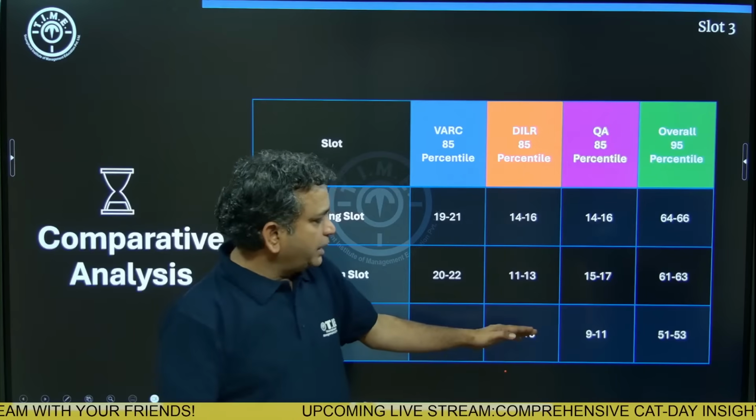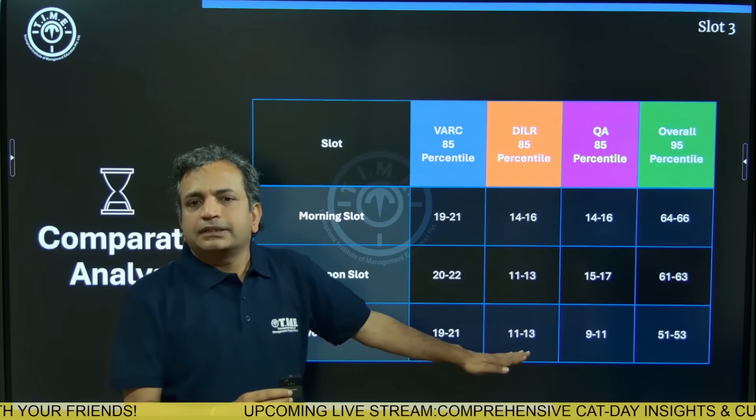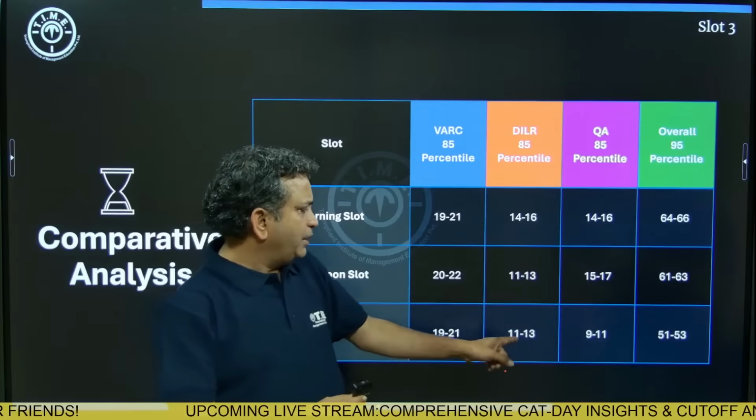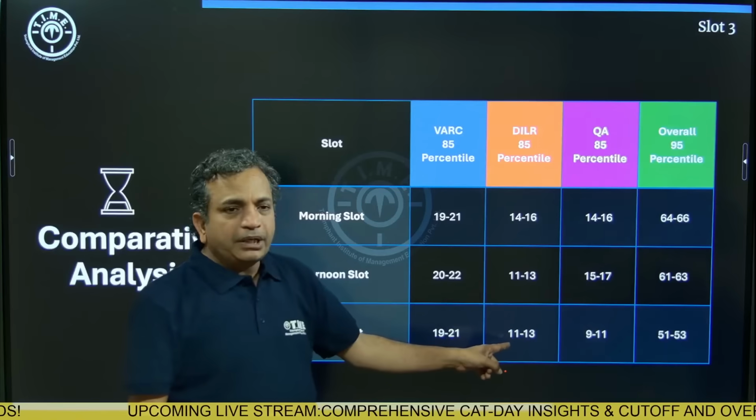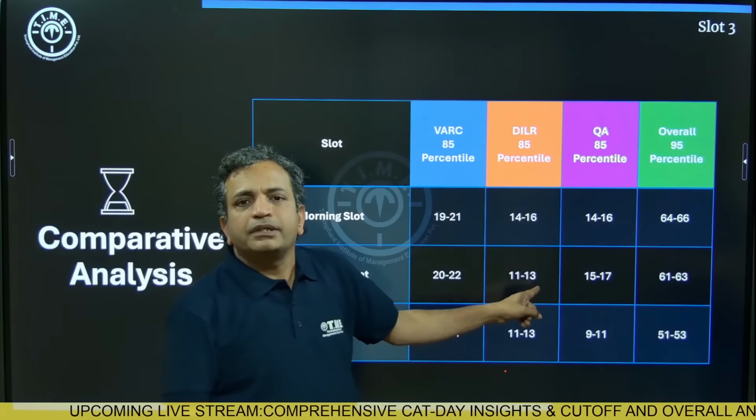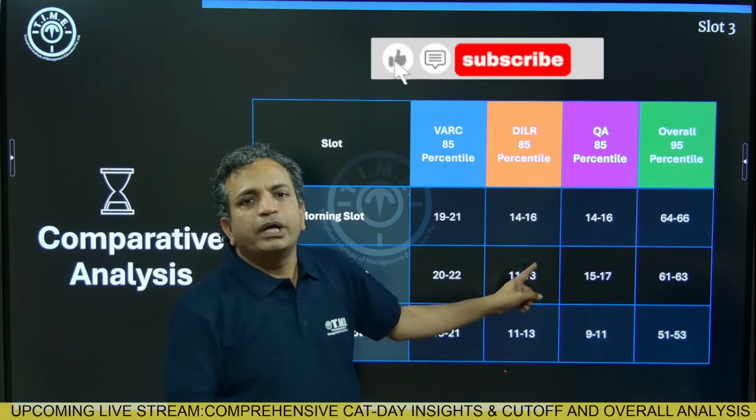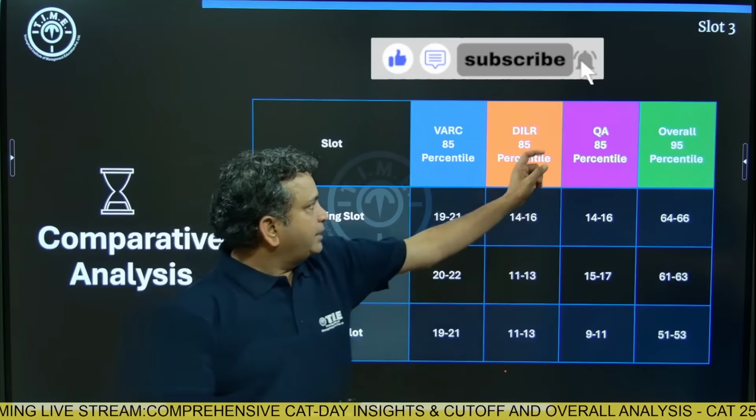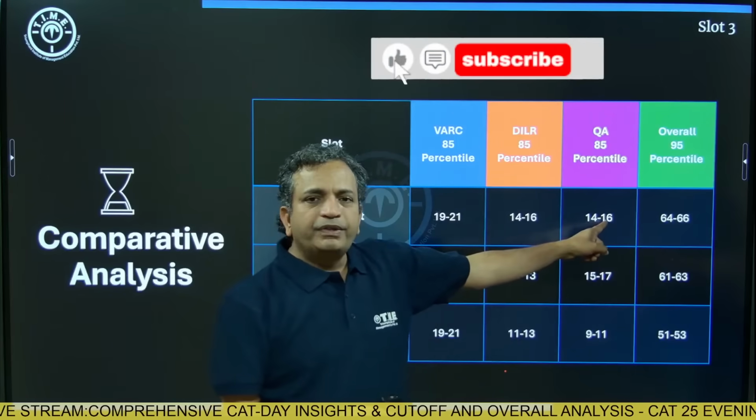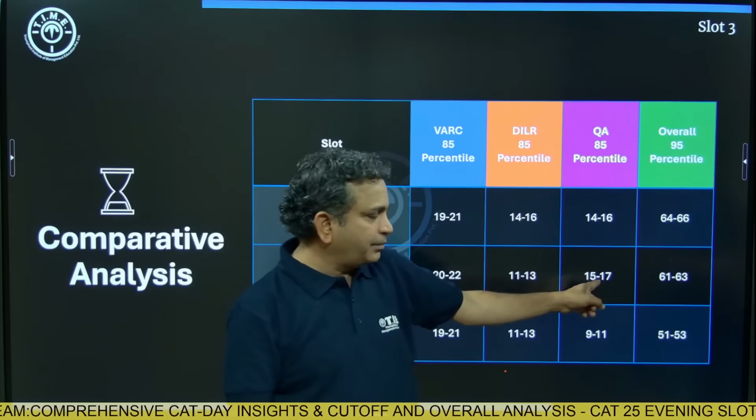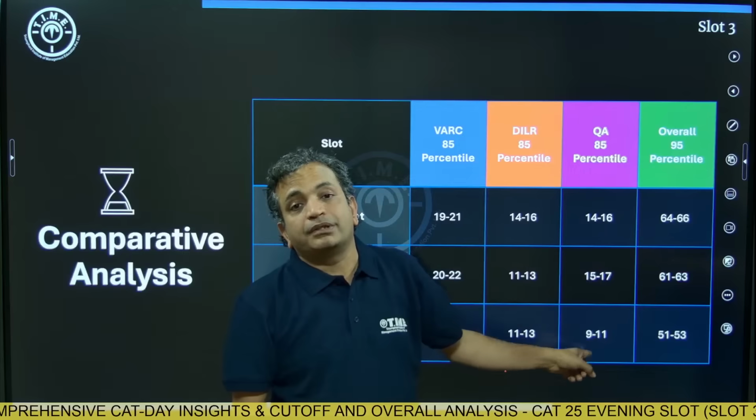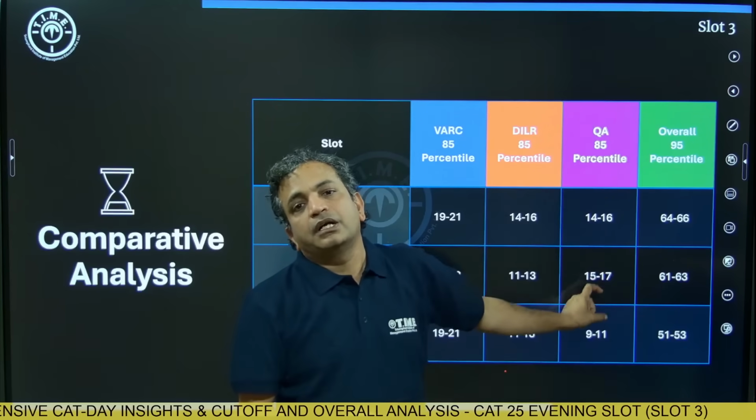Some may argue that the evening slot is slightly tougher than this. Possibly. Maybe the evening slot may end up at 11 and the afternoon slot may end up at 13. Right? That is how it could end up being. Then quant. 15 is the middle number here, 16 is the middle number here, and 10 is the middle number here. A clear and a drastic drop here.